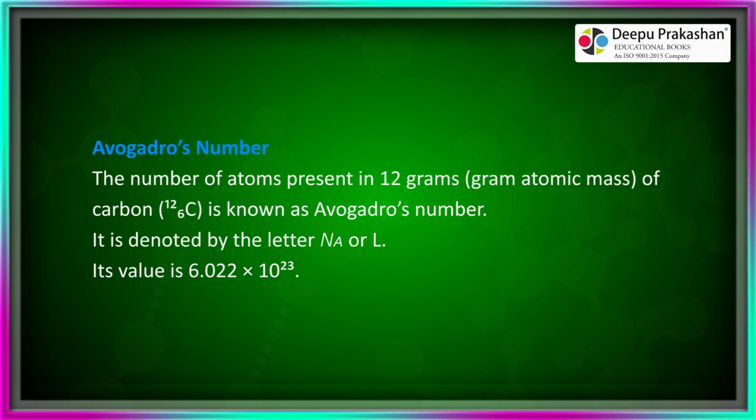Avogadro's number. The number of atoms present in 12 grams, gram atomic mass, of carbon is known as Avogadro's number. It is denoted by the letter Na or L. Its value is 6.02 times 10 to the power of 23.